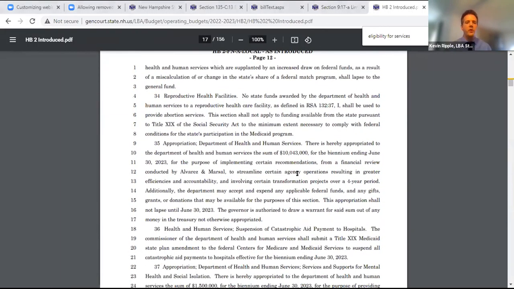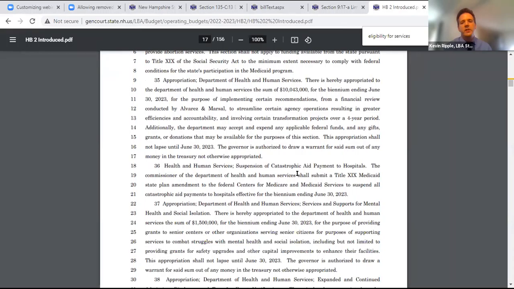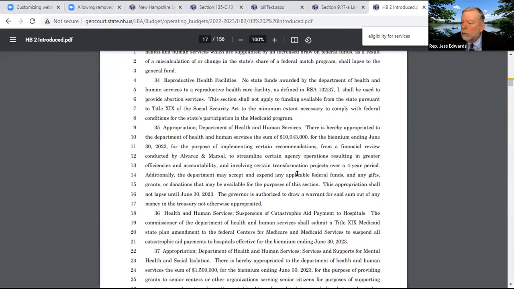All right, section 34 on page 12 states that no state funds awarded by HHS shall be used to provide abortion services. Section 35 on line 9. Okay. That one's been in our laws for a while, right? That's been in HB2 for a while. The section 34. Versions of this have been in previous trailer bills. It's also, I believe, been removed in previous trailer bills. I can take a look at the history. It wouldn't surprise me if there is an existing chapter law out there that already contains language similar to this.